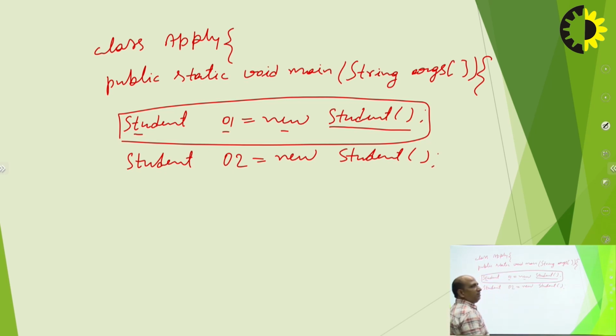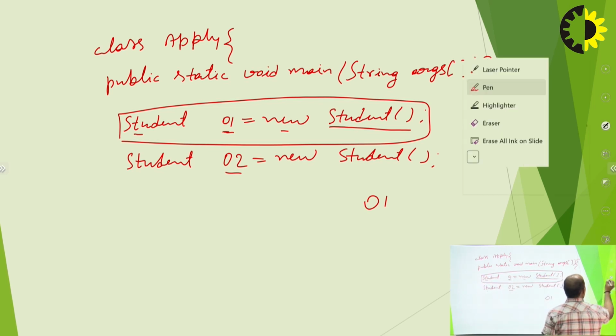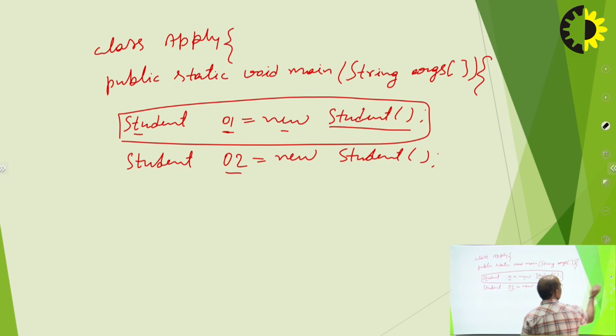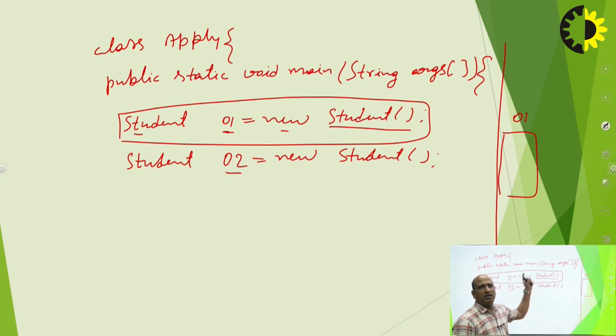This way you have created two objects named O1 and O2. Whenever you create the object of any class, then this object contains the instances of the instance variables and functions. Means this O1, let me write it over here, this O1 has all the members of the class Student.